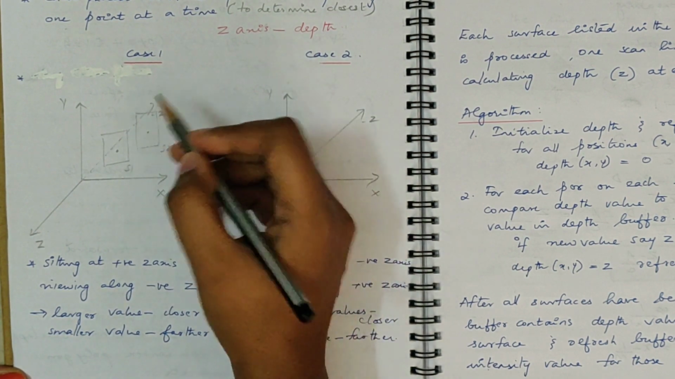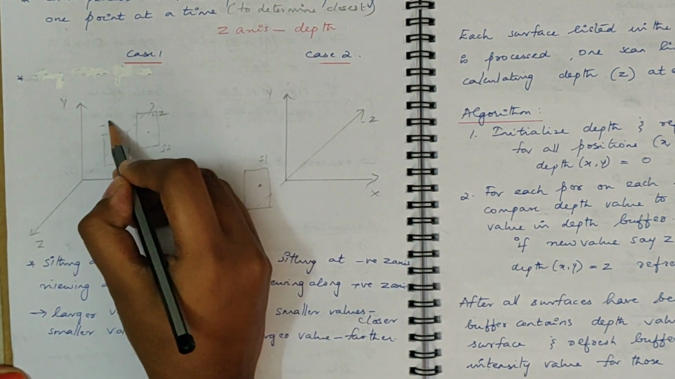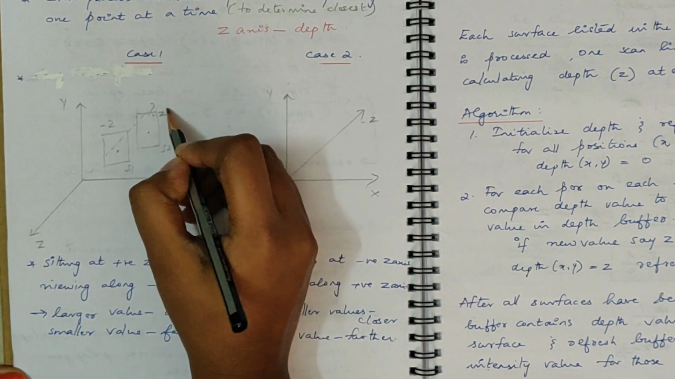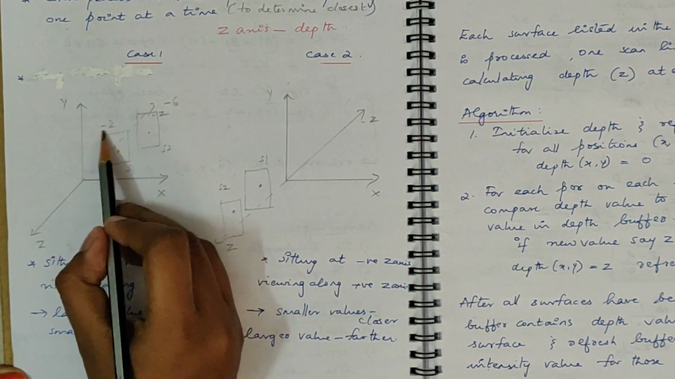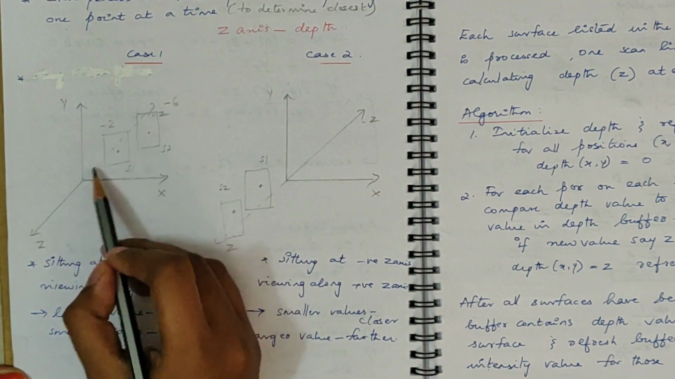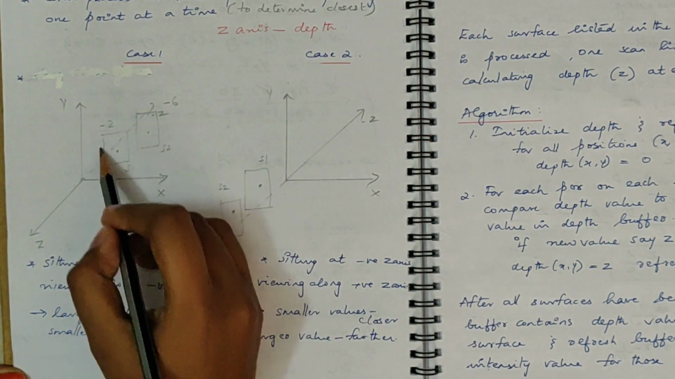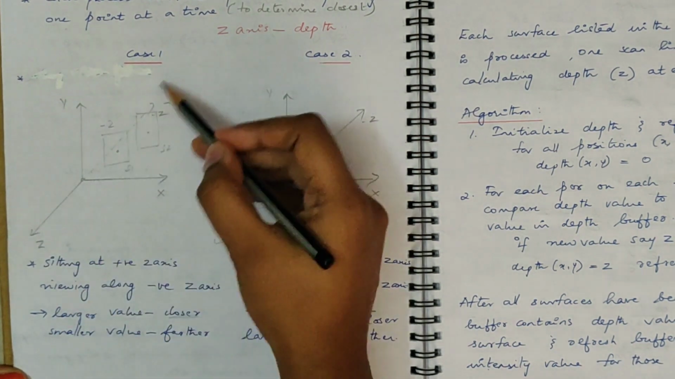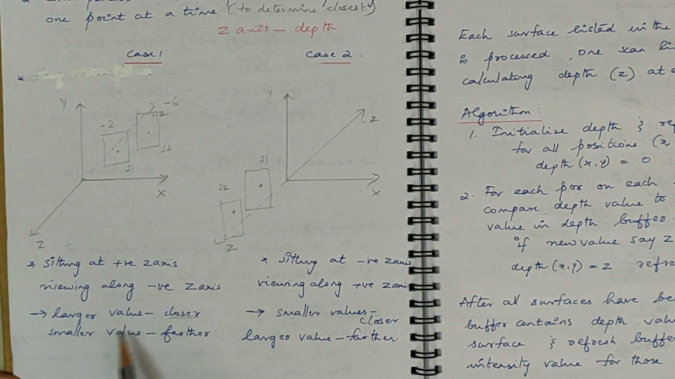Say for example, the Z value for S1 is -2 and for S2 it is -6. Here you can see that -2 is larger than -6, and it is closer to the origin, closer to the view plane. So the larger values will be closer. If you are sitting at the positive z-axis and viewing along the negative z-axis, the larger values are going to be closer and the smaller values are going to be farther. This is very important.